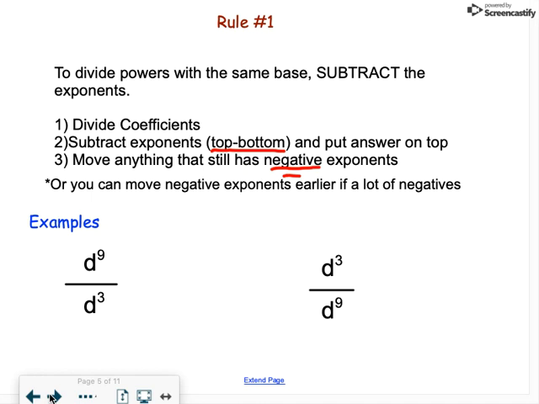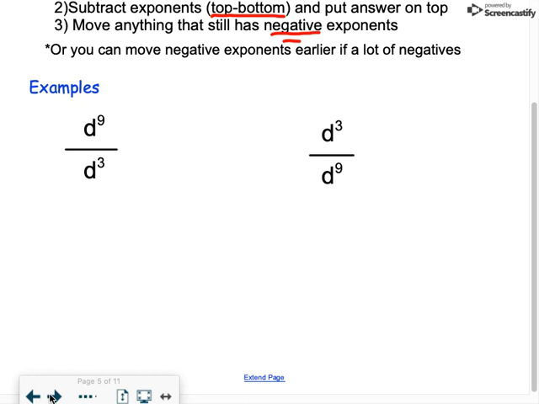So again, if you need to pause this video at any time, please do that. An example here: we have d to the 9th over d to the 3rd. This is really just d to the 9 minus 3, which would be d to the 6th power.